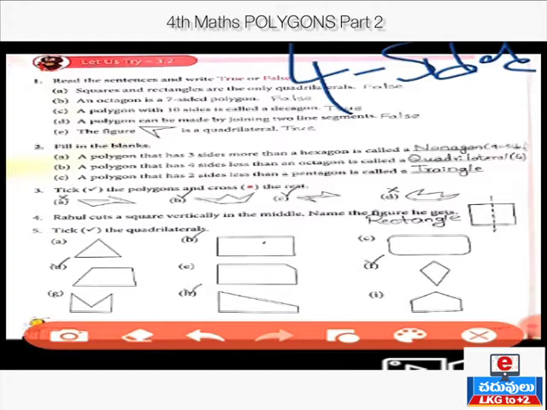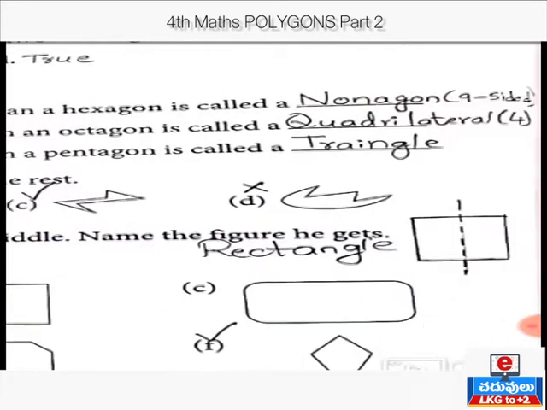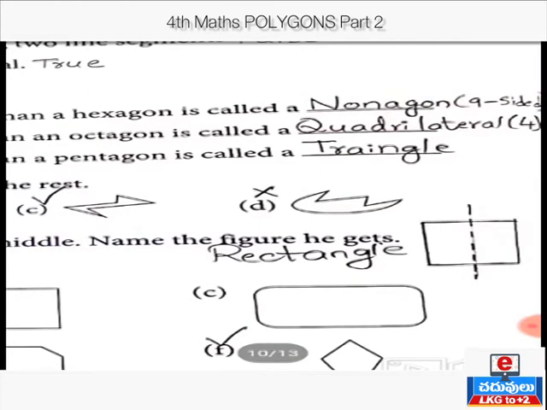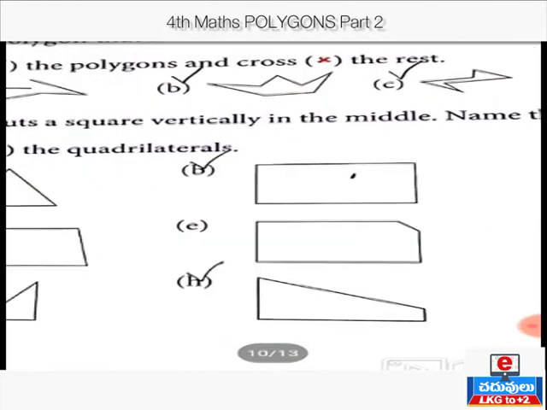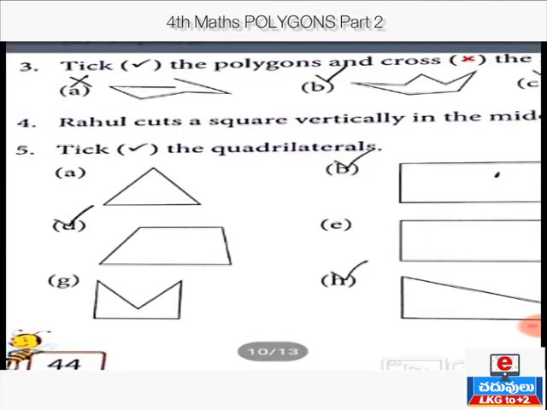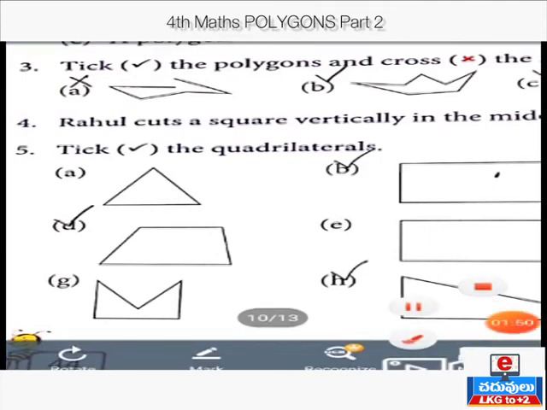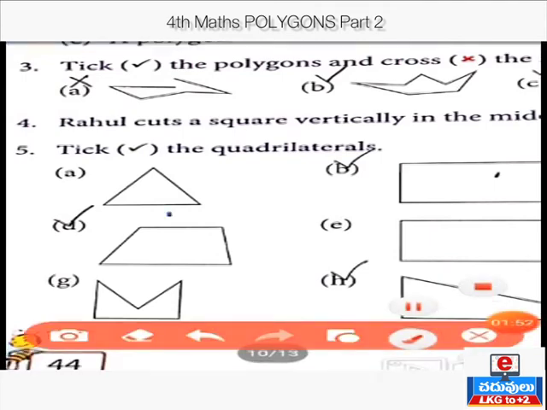Here in C1 we have curved lines. It is not a polygon. Okay. Coming to D1, here 1, 2, 3, 4. That's why it is a quadrilateral.